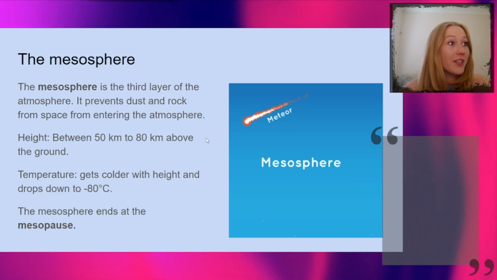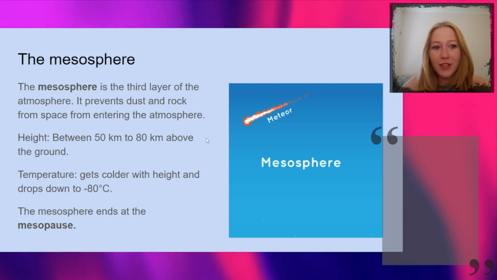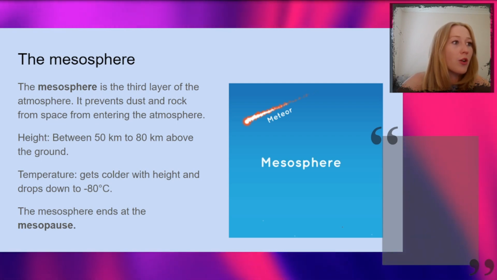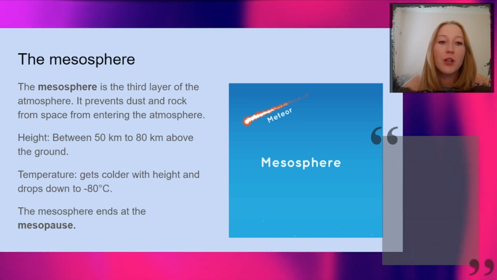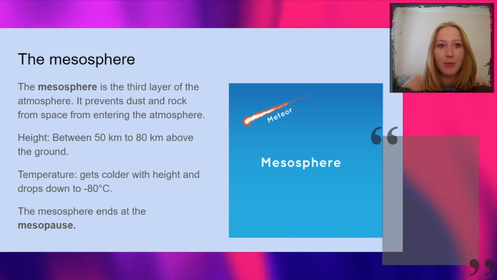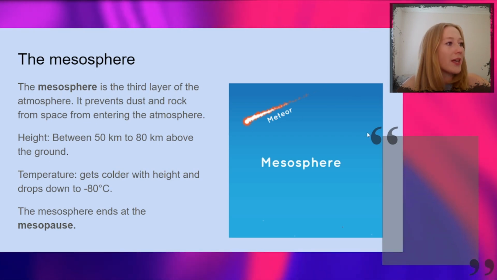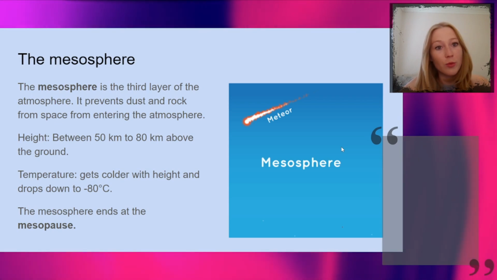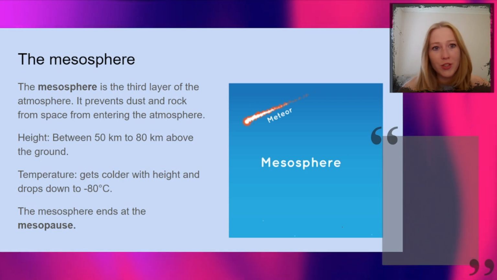Okay, so the mesosphere is the third layer of the atmosphere. This is the layer that protects us from a lot of incoming rock or dust or any type of debris coming through from space into the atmosphere. So when it enters into the mesosphere, it will experience a lot of friction and it will burn up before it actually reaches us here on the ground.